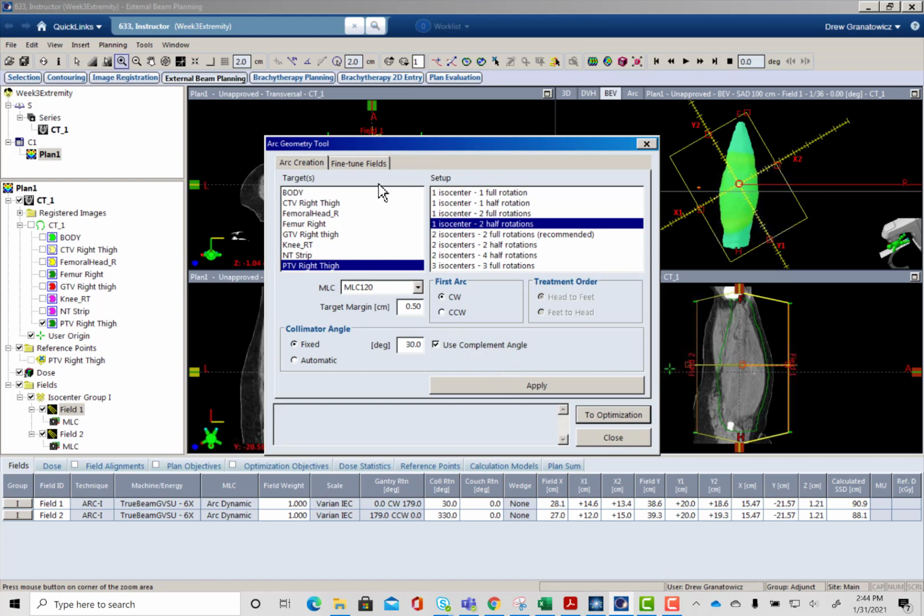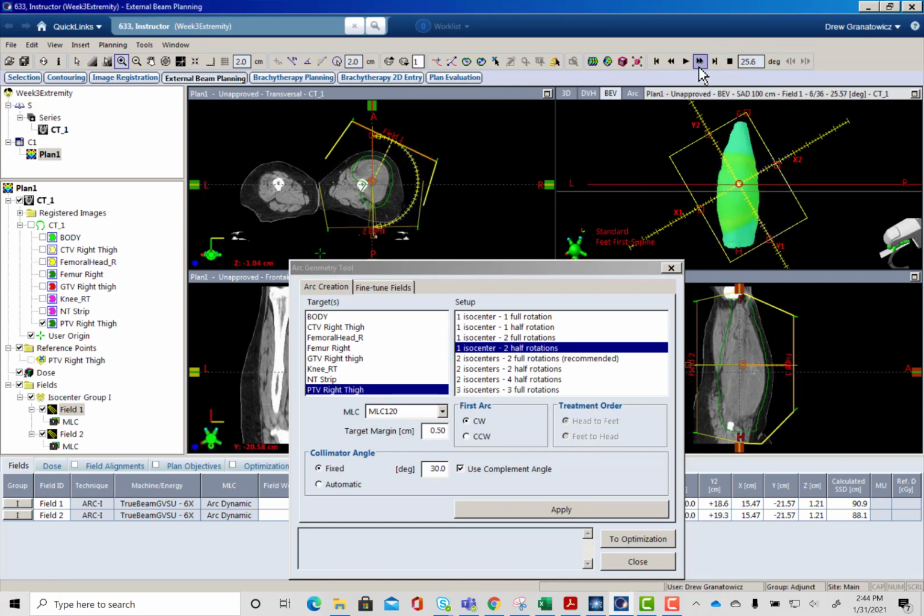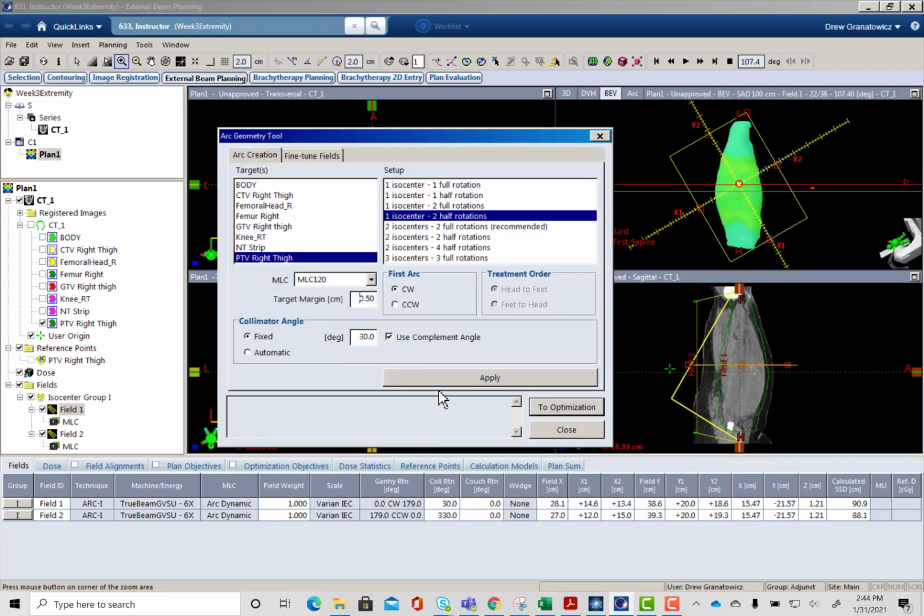So what this tool does is it rotates. We said 2 half rotations, right? So it's going to rotate each of these arcs around, and at every single degree, it's going to make sure it has at least a half cm margin on our PTV. You can see up here it gets a little tight on the top and bottom, but still greater than half cm. If you rotate around, the reason these jaws are opened up the way they are is because it's trying to get at least a half cm margin on that PTV. The problem is this is a really long volume. If you look at our Y jaw right here, 20, 20, they're maxed out.